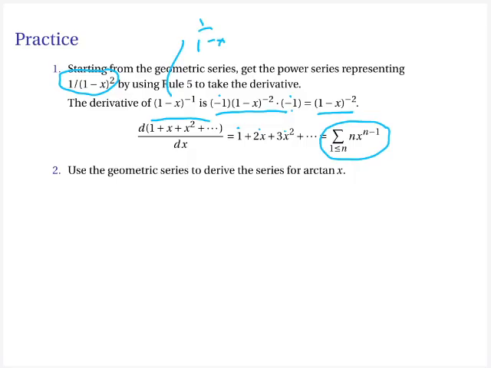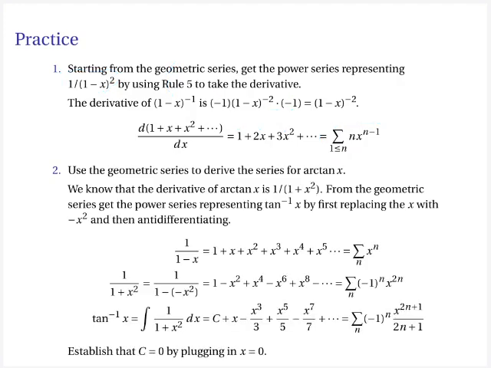Okay, last one. Use the geometric series to derive the series for arctan. I'll give you a second to pause the video. Okay, great. So we know the derivative of arctan is 1 over 1 plus x squared. So if I can get the series for 1 over 1 plus x squared, I'll be in business. I'm starting with the geometric series, and I'm looking to get 1 over 1 plus x squared. So I substitute for x the expression minus x squared.